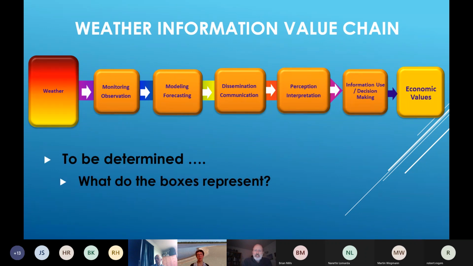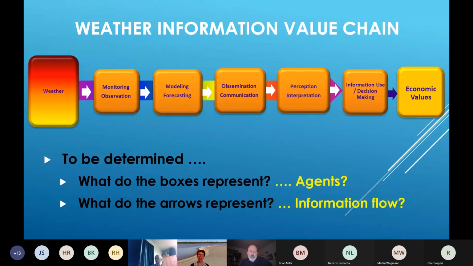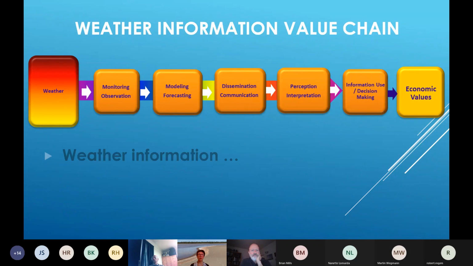To be determined in talking about any particular value chain is, what do the boxes represent? What do the arrows represent? Very simplistically, we could say that the boxes represent stakeholders or decision makers or information processors, and the arrows represent information. Generally, at a high level, within each box, a stakeholder receives information, uses his or her resources, repackages or reformats that, and sends that on to another agent. So it's a step-by-step process.